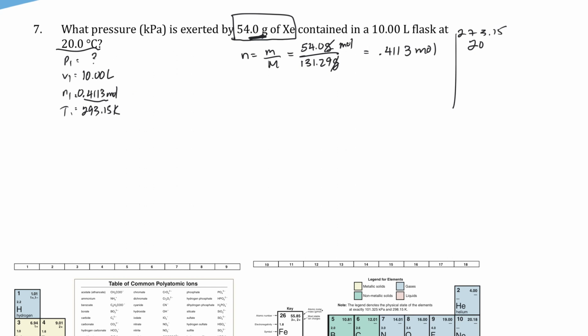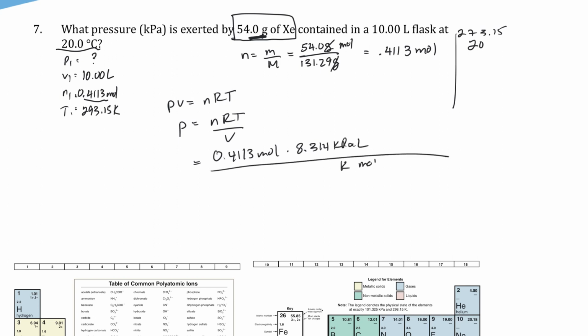And again, I'll be using the same formula as last question. PV equals nRT. This time I'm looking for P. So P is equal to nRT divided by the volume. Moles, 0.4113 moles, times 8.314 kilopascal liters per Kelvin mole, times temperature 293.15 Kelvin, divided by the volume 10 liters. Okay, so moles cancel out, kelvins cancel out, liters cancel out. I'm left with kilopascals. So that's awesome.